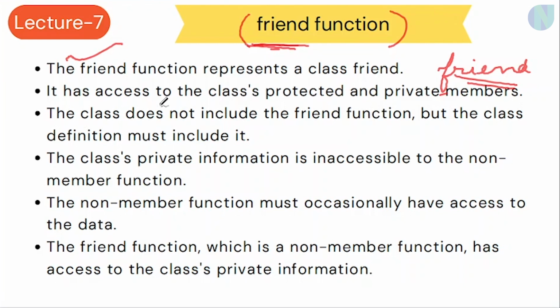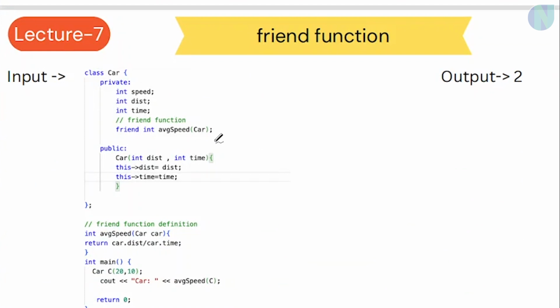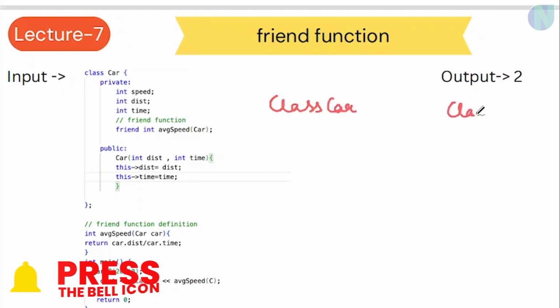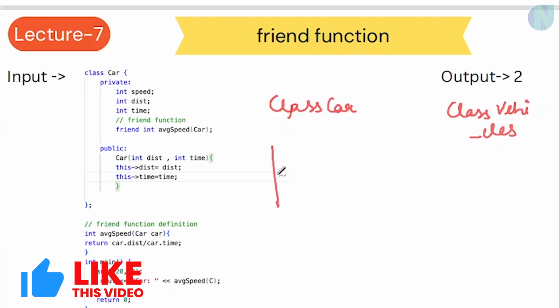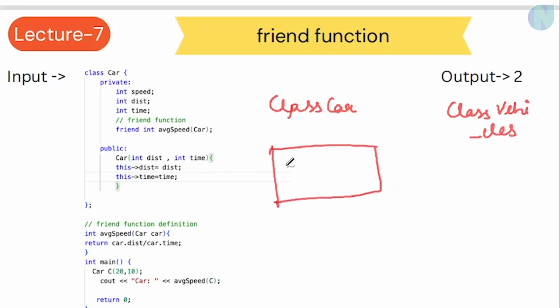So what is the use of friend function? Let's learn in more depth why we needed friend function. Just don't look at this particular example now, I'm just giving you an example. So consider I have a class, okay? And then I have a class vehicles, okay? Now consider in this class car, I am having some data and I am having some functions.